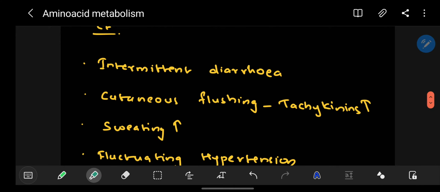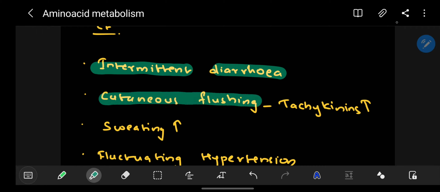The clinical features are intermittent diarrhea. It is because serotonin is involved in GI motility. So an increase in the level of serotonin indicates the GI motility will be increased, and it will lead to intermittent diarrhea. There will be cutaneous flushing. In some books it is said that serotonin, under certain conditions, has a vasodilation effect, and that is the consequence of this cutaneous flushing.